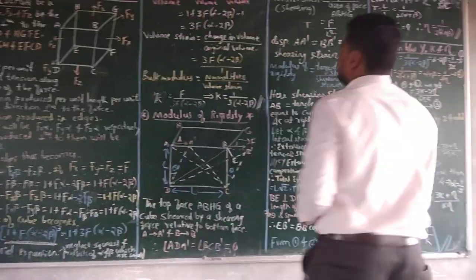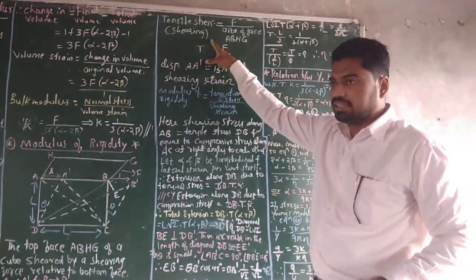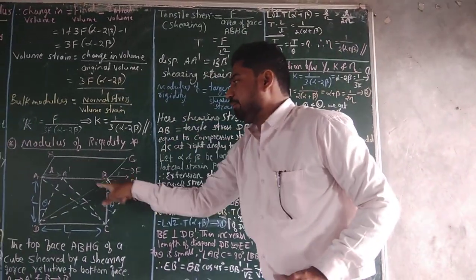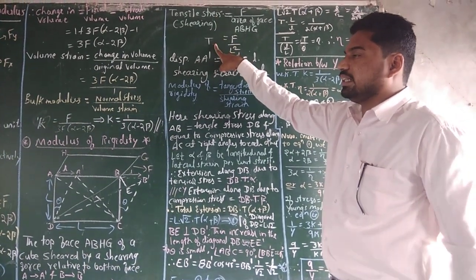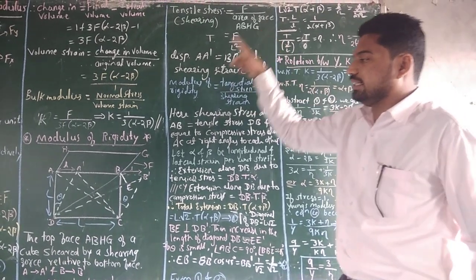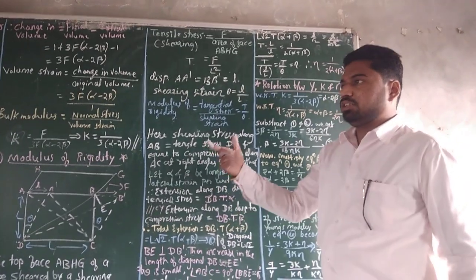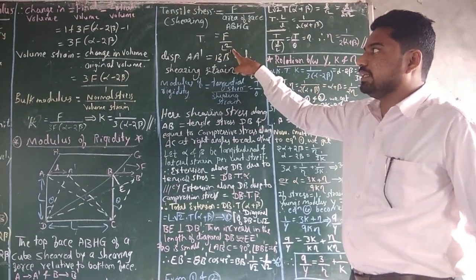Next you have to find out the tensile stress, or shearing stress. How do you find it? Force divided by area of that face ABHD. That is the tensile stress T, which is equal to F divided by the area of the face ABHD. Length is capital L and breadth is also capital L. Length into breadth gives area L square. Therefore T equals F by L square.